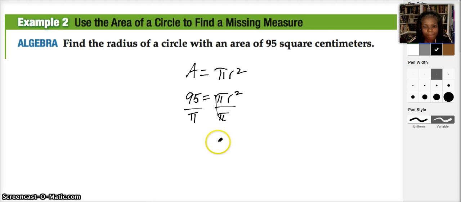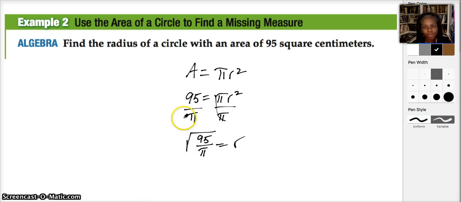And how do we undo that mess? Well, we take the square root of it. Usually when we take the square root of something solving for a squared variable, we do plus or minus. But given the fact that we're talking about a real world situation, we know we're not going to have a negative length when we're talking about the area of a circle. So I'm going to take the square root of 95 over pi without the plus or minus, and I recognize that's my answer for r.